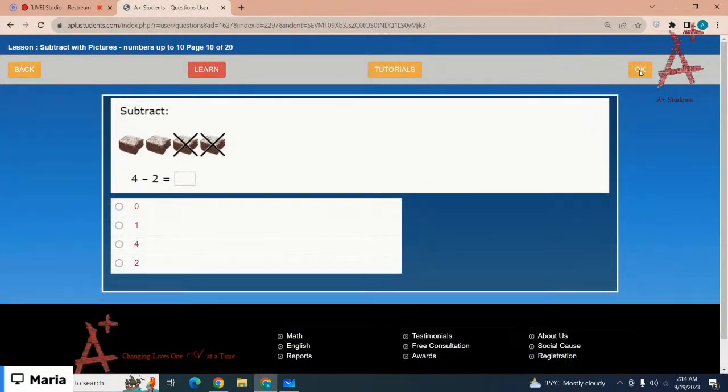Okay, how many chocolates do we have? Yes, we have 4 chocolates, right? 2 of them are removed. So we are left with, yes, just 2. So 4 take away 2 is 2.